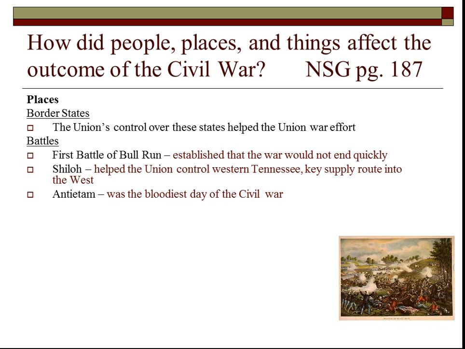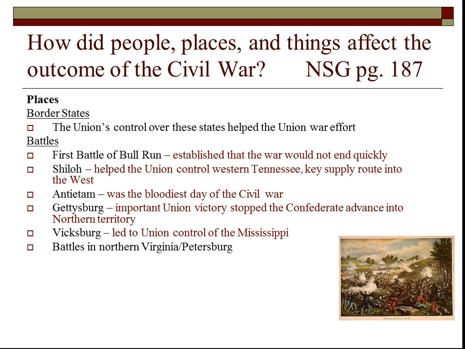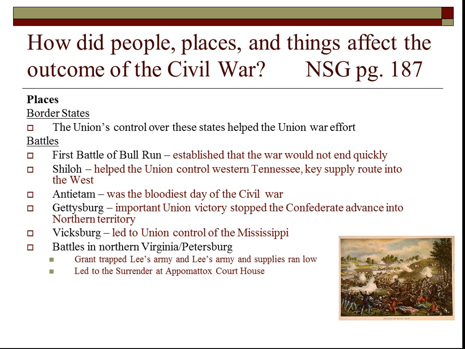Antietam was the bloodiest day of the Civil War. Gettysburg stopped the Confederate advance into Northern territory. Vicksburg led to Union control of the entire Mississippi. And the battles in Northern Virginia and Petersburg led to two things: Grant trapped Lee's army, and the second thing is it led to the surrender at Appomattox Courthouse.